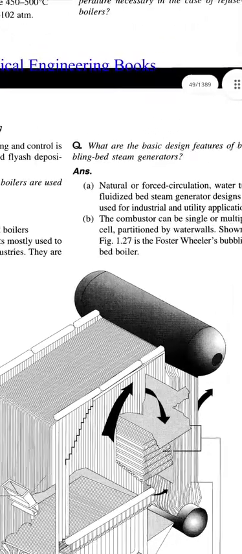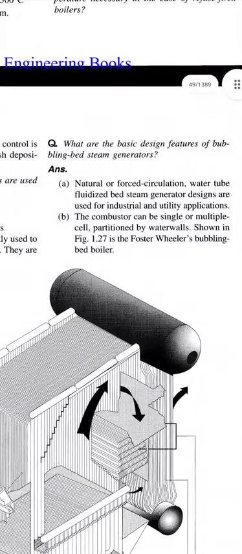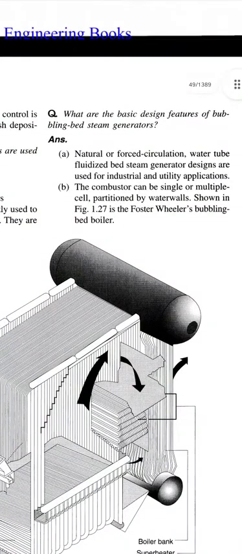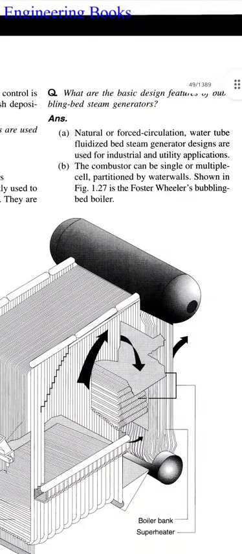The question, what are the basic design features for bubbling bed steam generators? Answer, A. New natural or forced circulation water tube fluidized bed steam generator designs are used for industrial and utility applications. B. Combustor can be single or multiple cell partitioned by water walls, shown in figure.